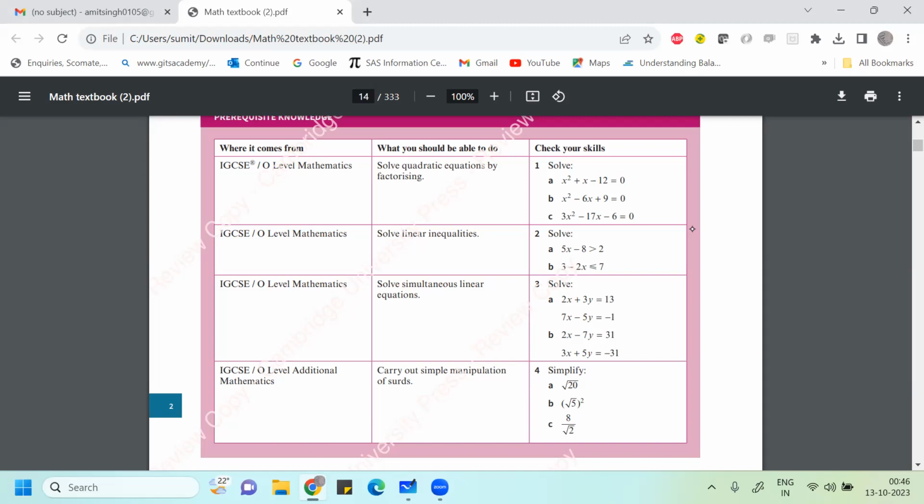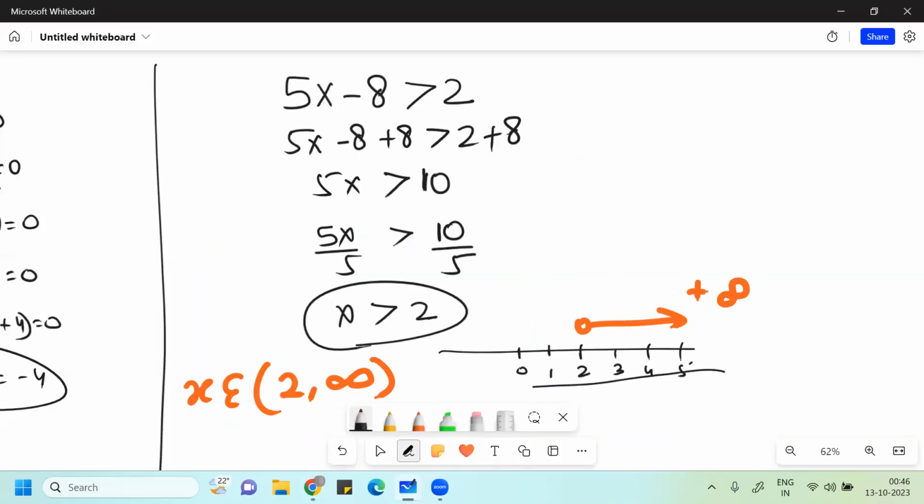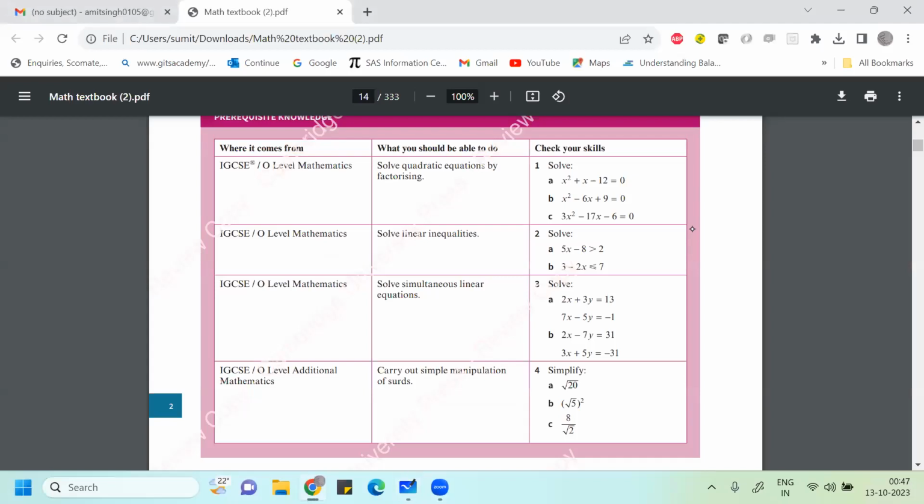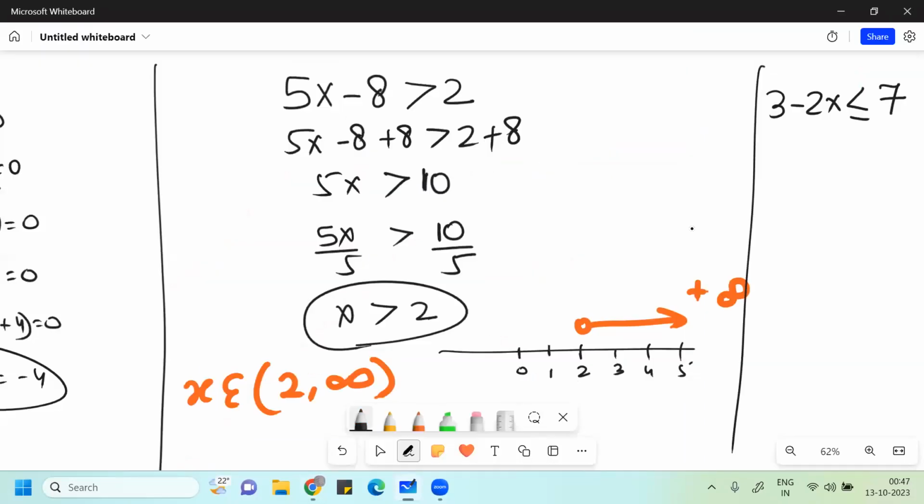Then the next question is 3 minus 2x is less than or equal to 7. You know the difference between the signs. Again, what I can do here, I can subtract 3 from both sides.